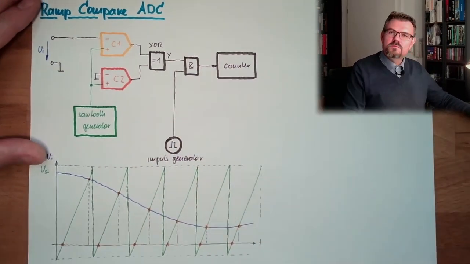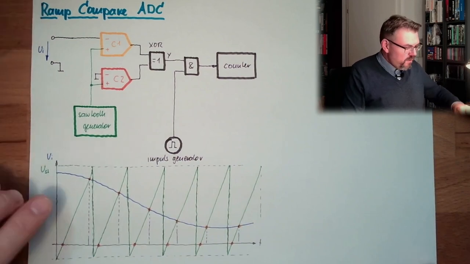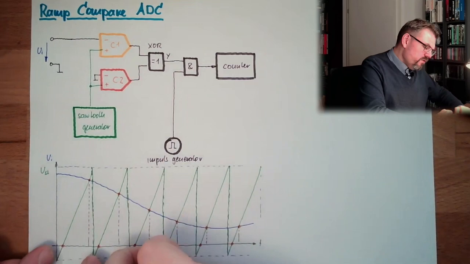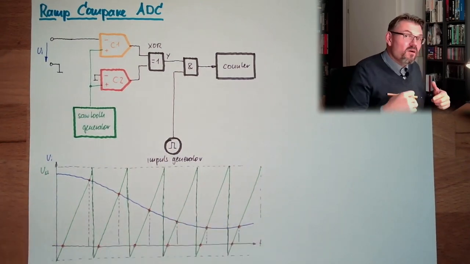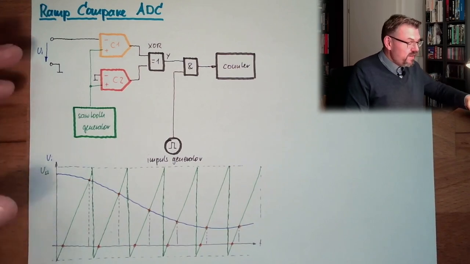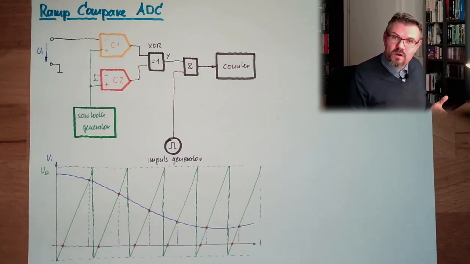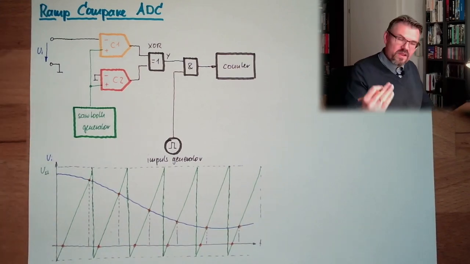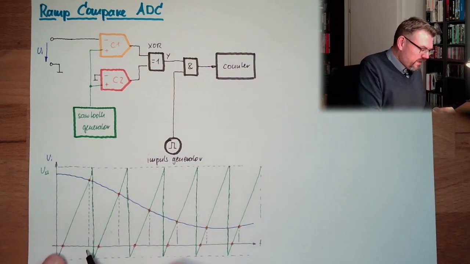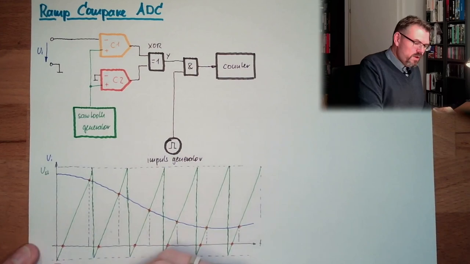And I'm counting these impulses. If I'm already counting, I have a counting value which is reflecting the time, and because it's reflecting the time, it's also reflecting the current value of UI. And this is what I want. I have a number reflecting the strength of UI. Okay? Because here I can count longer, I can count more impulses.